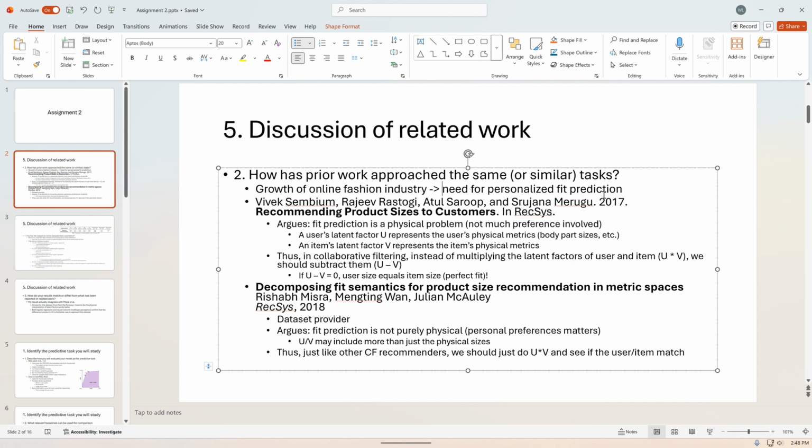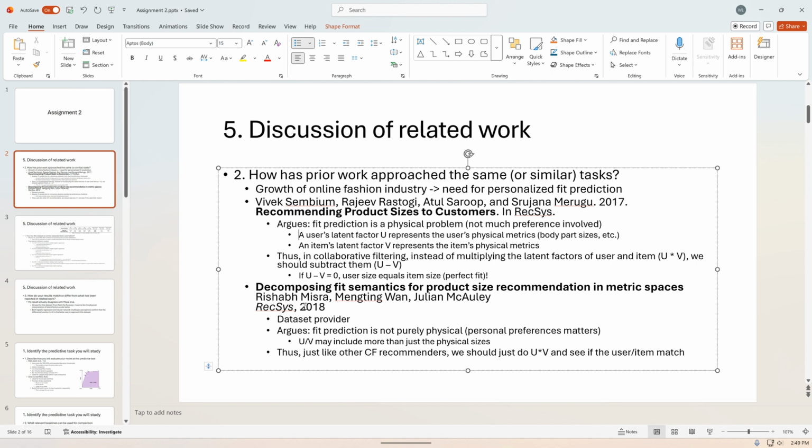So here is a paper from 2017 recommending product sizes to customers. This paper argues that fit prediction is a physical problem, so there's not much preference involved, meaning that a user's latent factor U represents the user's physical metrics, for example, body part sizes. And the item's latent factor V represents the item's physical metrics. And thus, in collaborative filtering, instead of multiplying the latent factors, U times V, we should rather subtract them, U minus V. And if U minus V is 0, the user size equals the item size, and that's a perfect fit.